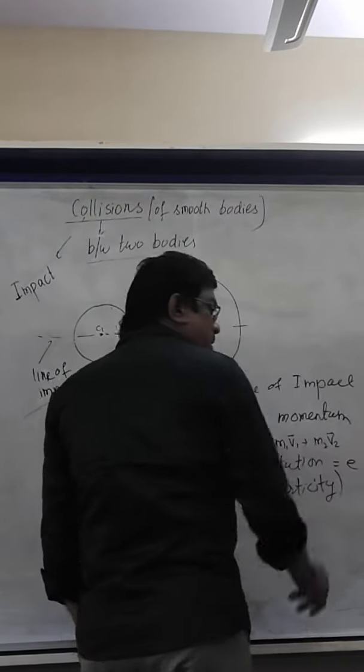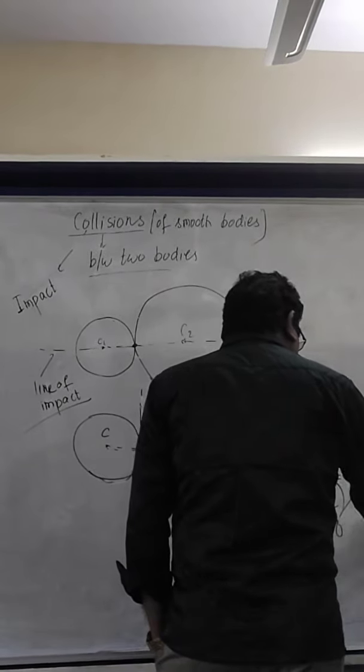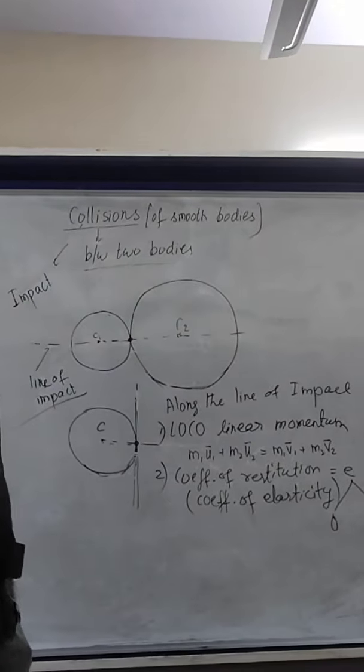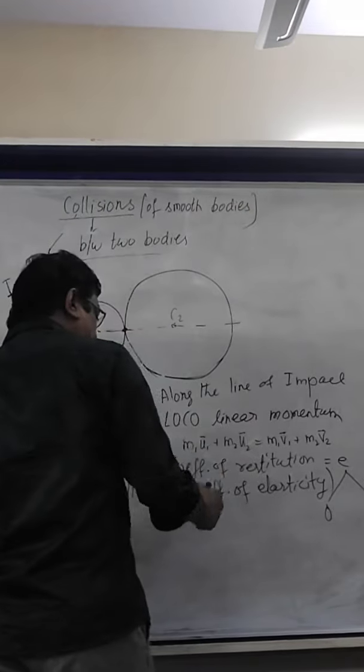So it is a constant which usually lies between 0 and 1. Why I said usually, I will tell you later. For most bodies it lies between 0 and 1. It's a constant depending on the nature of the material.